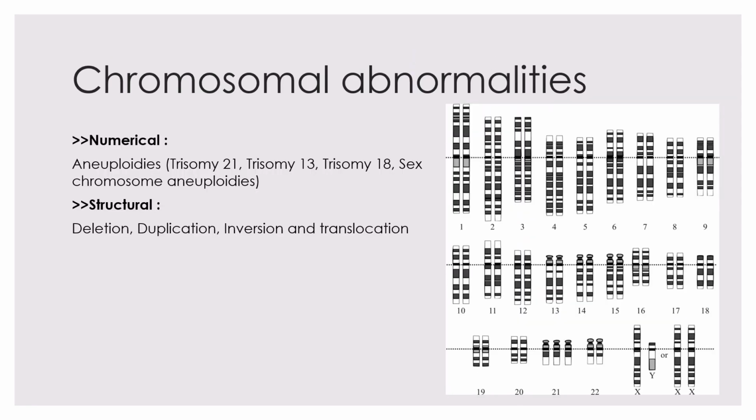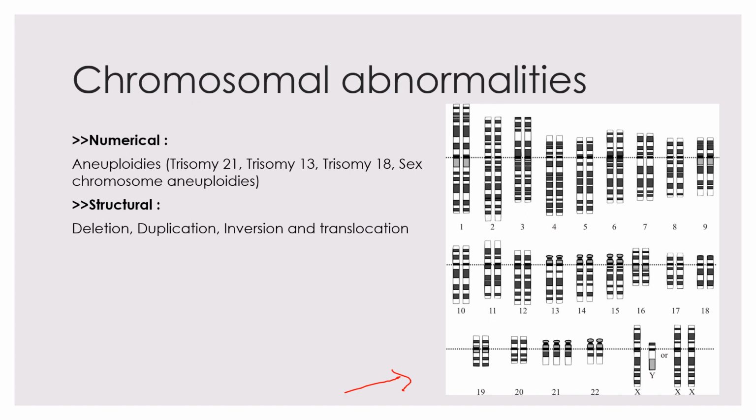So chromosomal abnormalities, like I told you, can be in the structure of the chromosome or in the number. Usually we should have two copies of chromosome 1, two of chromosome 2, two of chromosome 3, and so on until chromosome 22. And in females we should have two X chromosomes, and in men we should have one X and one Y. Any aberration from this normal is an abnormality.